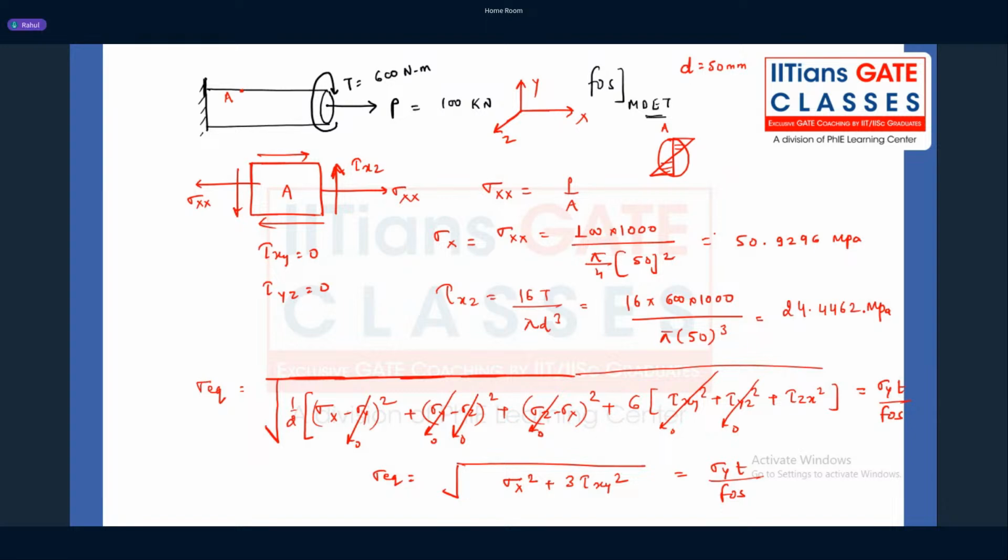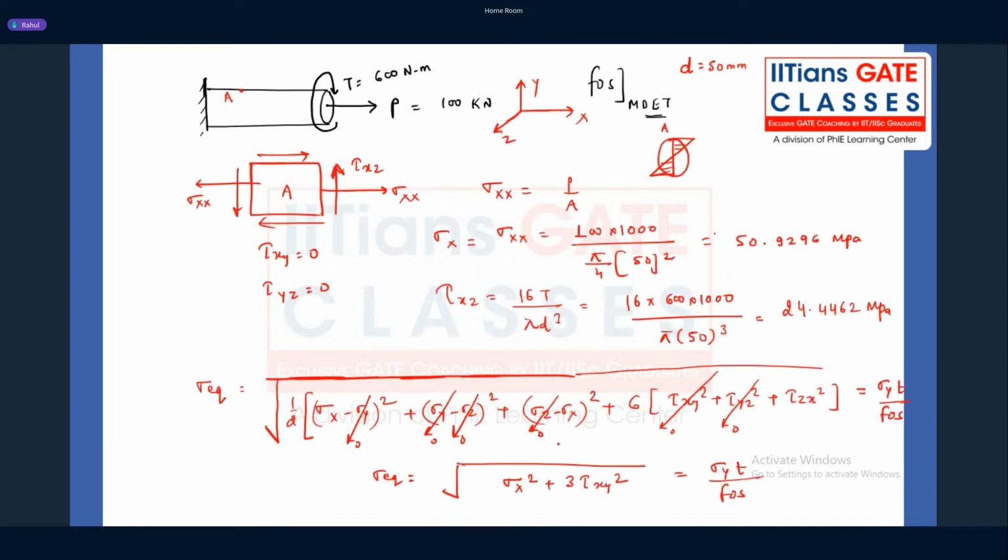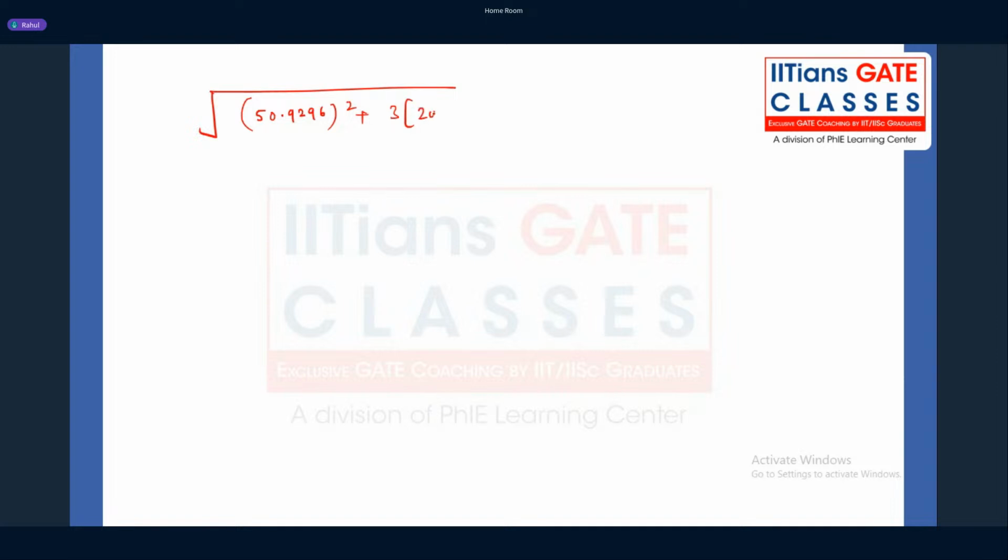For material to be safe, this sigma equivalent should be equal to what? Or less than equal to what? Sigma yt over factor of safety, right? So further, what we can write? Sigma x square. What is the sigma x? 50.9296. 50.9296 whole square plus 3 tau xy square, which is nothing but not here tau xy. Here we have tau xz. What is the tau xz? 24.4462. 24.4462 square, which is equal to, what is the sigma yt? 300 over factor of safety.